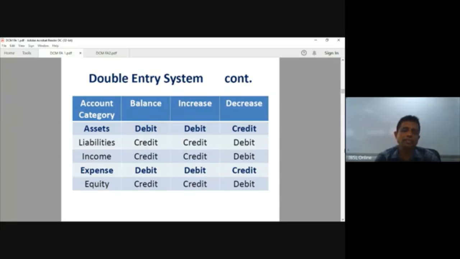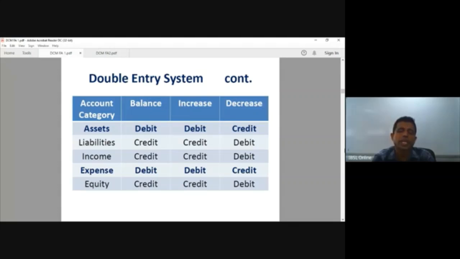You should also learn these things by heart. Out of the 5 accounts, assets and expenses, in blue color, have debit balances. The other 3 accounts, liability, income, and equity accounts, have a credit balance. Then he said, when due to a transaction an asset increases, you should debit that account.